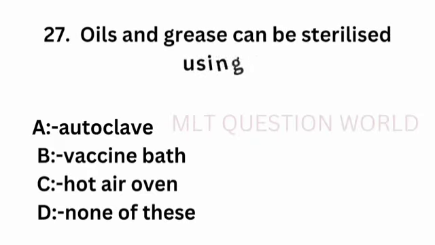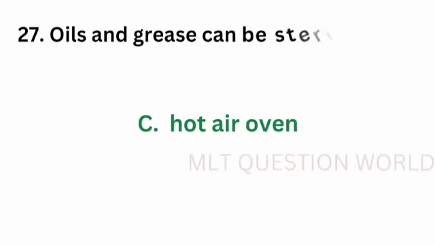Question number 27. Oil and grease can be sterilized using option A, autoclave, option B, vacuum bath, option C, hot air oven, option D, none of these. Which of the following instrument can be used for sterilizing oil and grease? The correct answer is option C, hot air oven. Hot air oven is used for sterilization of oil and grease.